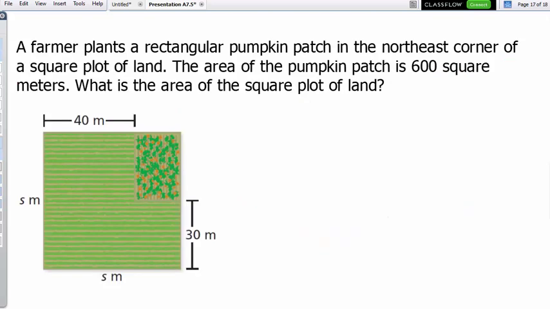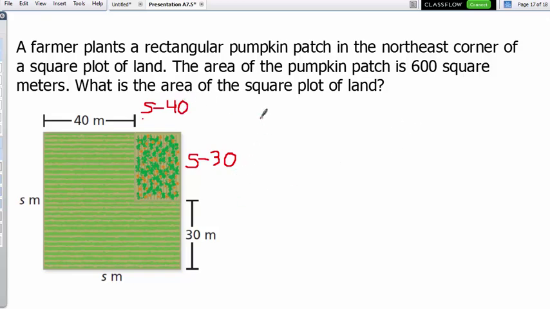Now we can end up with some word problems that deal with this, and we know that the area of a shape that is rectangular is going to be base times height. So this is the pumpkin patch over here, and we have the side of the square is S. So far we have this part is 30, so this part has to be S minus 30. The top part of the rectangle we're subtracting 40 from, so this one has to be S minus 40 to get to the side of the pumpkin patch.